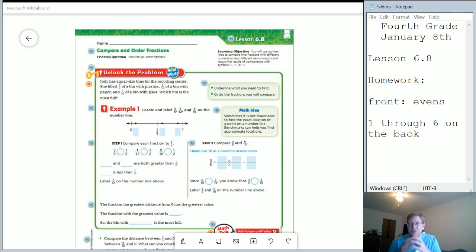So if you are not comfortable with finding common denominators, using benchmarks to do comparisons, which was a lesson that we've done recently, you need to go back and take a look at those lessons before you try to do this. Not trying to be mean, but if you're still struggling with that idea, you need to go practice that idea.